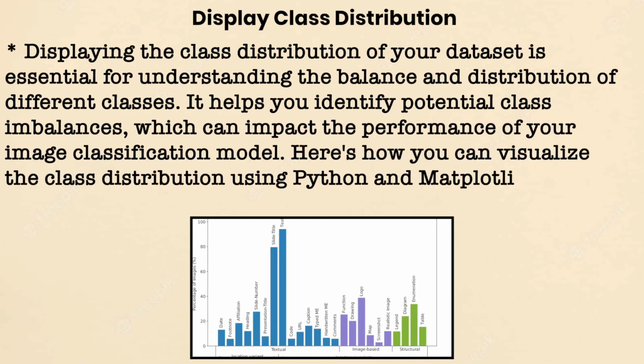Display class distribution. Displaying the class distribution of your dataset is essential for understanding the balance and distribution of different classes. It helps you identify potential class imbalances which can impact the performance of your image classification model. Here's how you can visualize the class distribution using Python and Matplotlib.